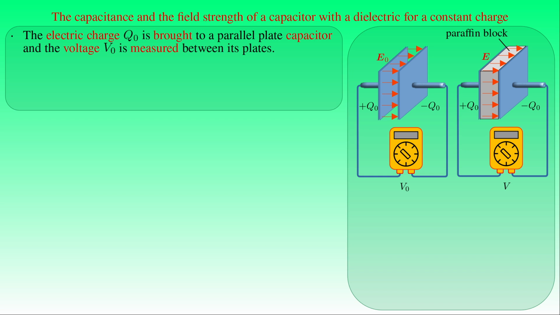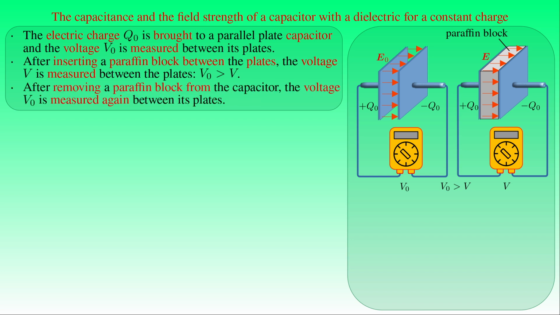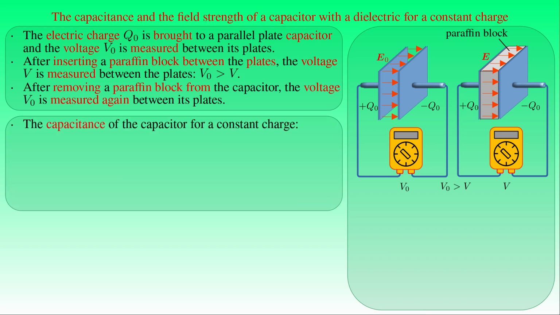between the plates of the capacitor, denoted by the letter E, since we find that the electrometer measures a voltage V that is less than the initial value V0. After removing the paraffin block, the initial voltage V0 is measured between the plates of the capacitor again. Considering that the amount of the charge Q0 on the plates remains the same during the experiment, the electric capacitance of the capacitor can be expressed in two forms according to whether there is a vacuum or air, or an insulating material between the plates.